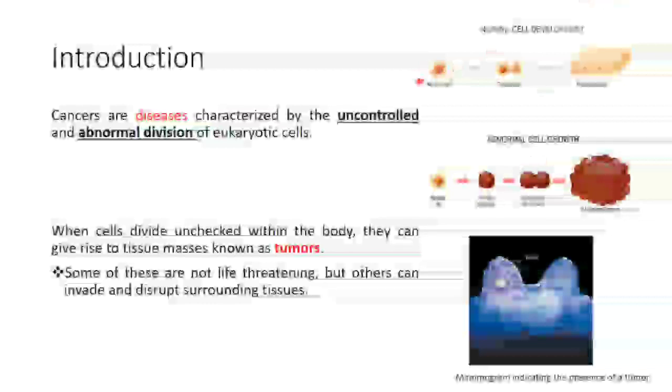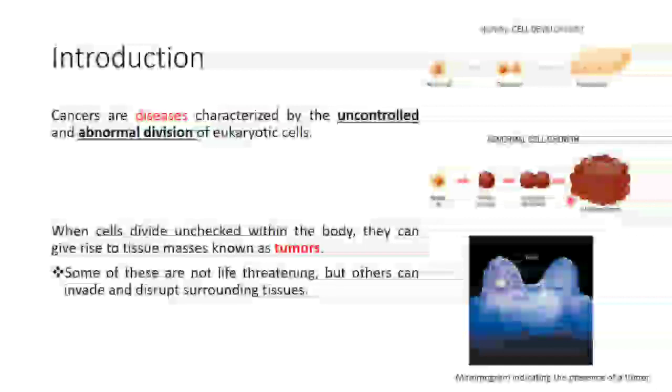We all know that our normal cells divide, but this is considered a controlled normal cell division. However, any deviation, any change from this normal controlled division will lead to the development of a cancer. An abnormal cell growth will convert the normal cell into a mass of cells. When these cells start to divide unchecked, uncontrollably, as you can see here, they will give rise to a tissue mass. It's a bulk, a mass of cells known as a tumor.